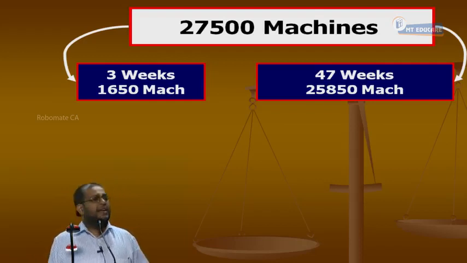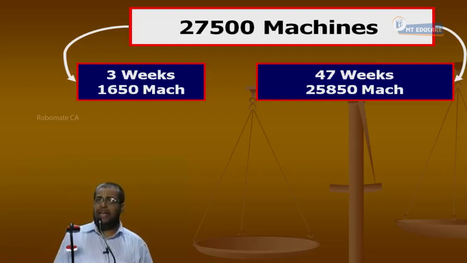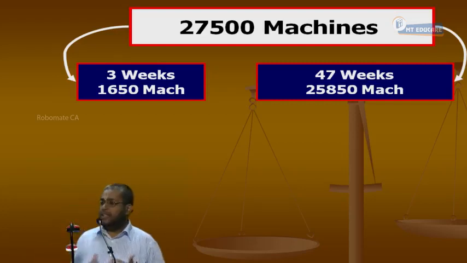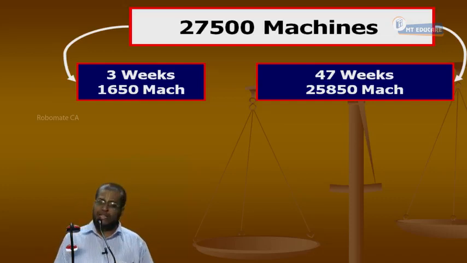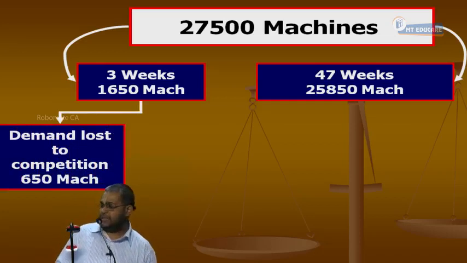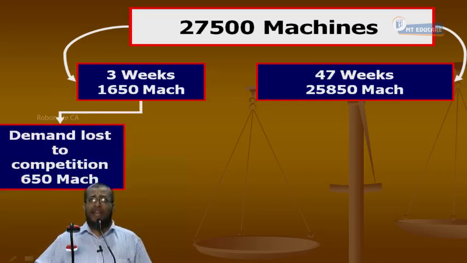Now, will you say entire 1,650 missions? No. I can what? Overtime and what? Compensate. How much is lost due to competitors here? 650 missions. That is, they said it doesn't change. Okay. During the 3 weeks also I lose how many missions here? 650 missions. So what is demand lost due to competition? 650 missions.